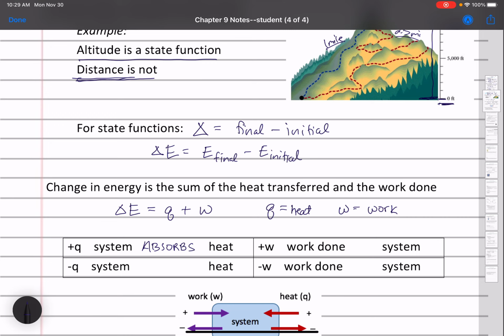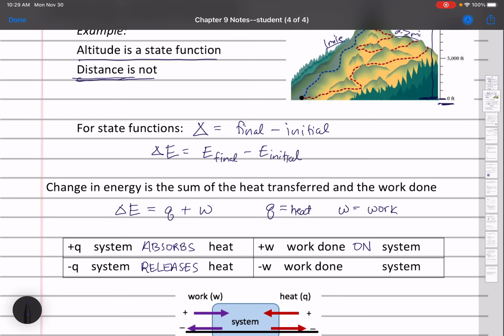sign. If the heat is lost by the system, then it has a negative sign. So if the system gives off or releases heat, then Q has a negative sign. Work can also be done on or by the system, so it can have a positive or a negative sign. Work that has a positive sign is work that's done on the system. So classically in chemistry, we think of gases.